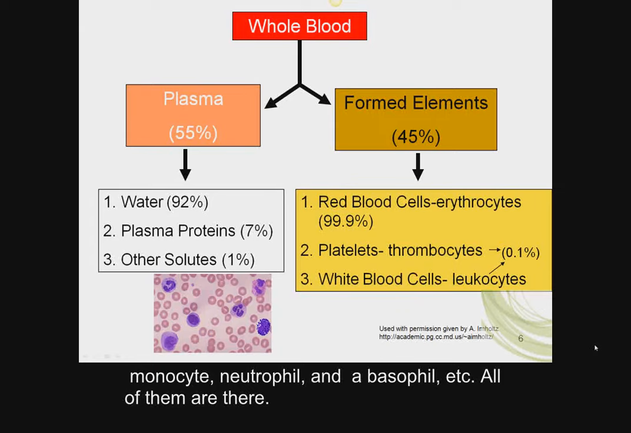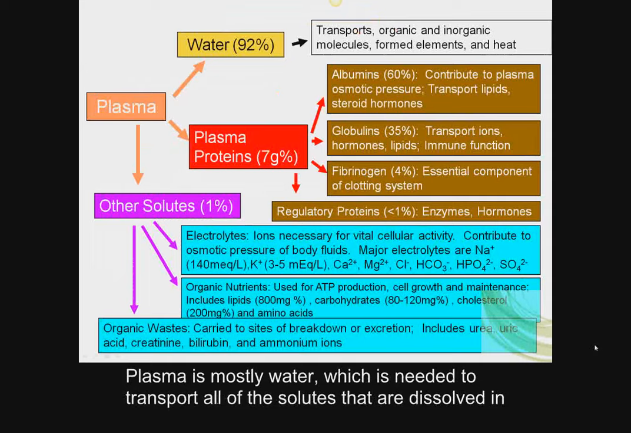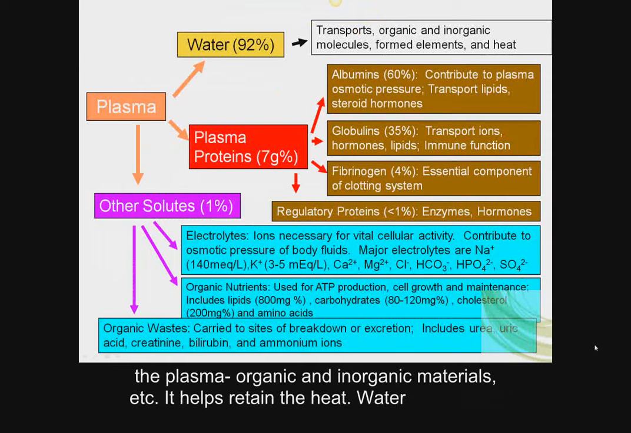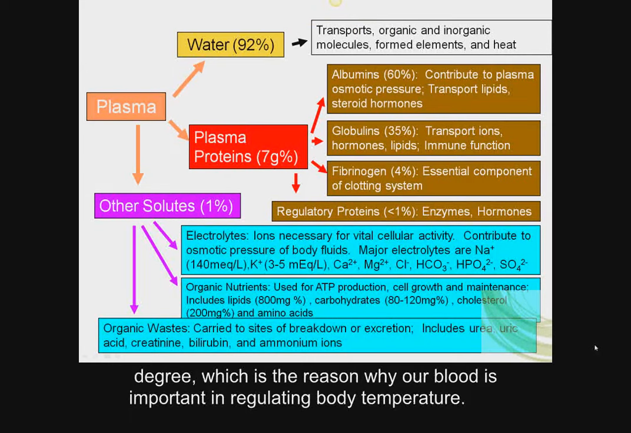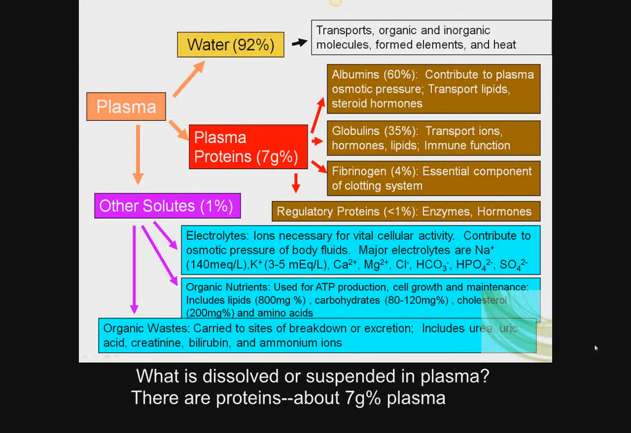Plasma is mostly water, as I just said, which is needed to transport all of the solutes that are dissolved in the plasma. There are organic and inorganic materials. The plasma helps retain the heat of the body. Water has a high specific heat, so it can absorb a lot of heat before it rises in temperature by 1 degree, which is the reason why our blood is important in regulating body temperature.